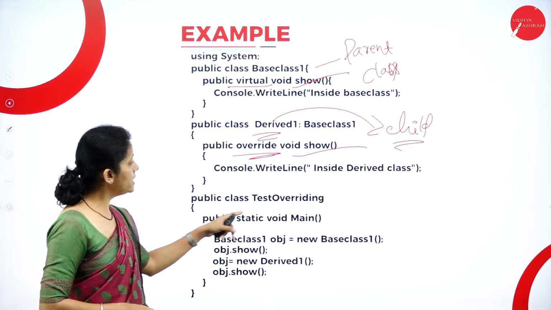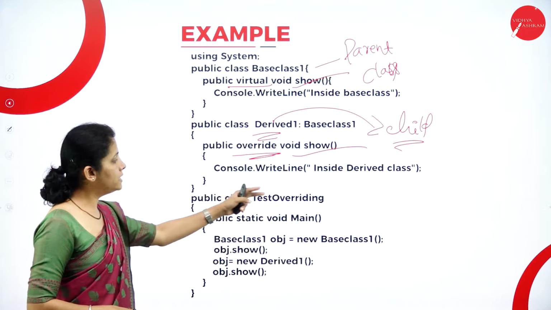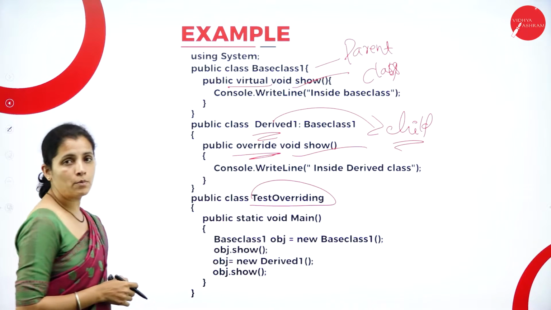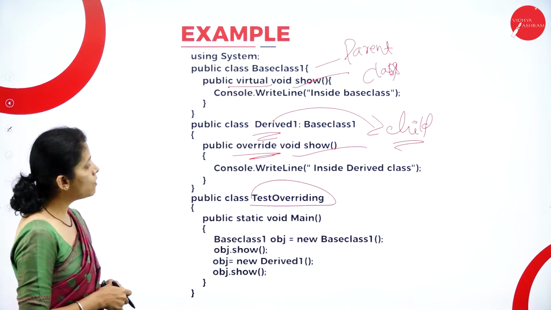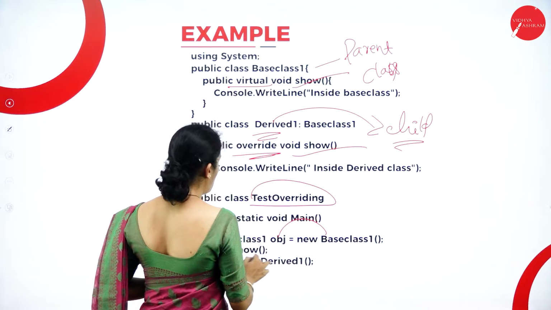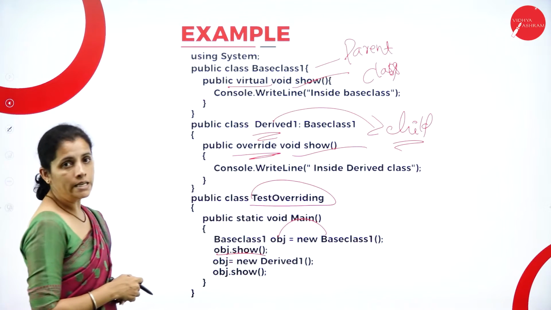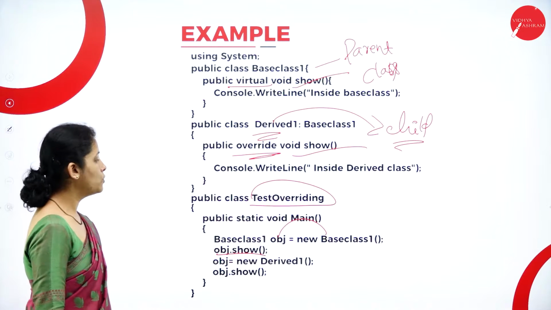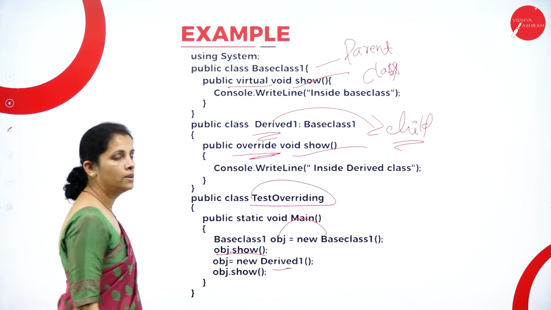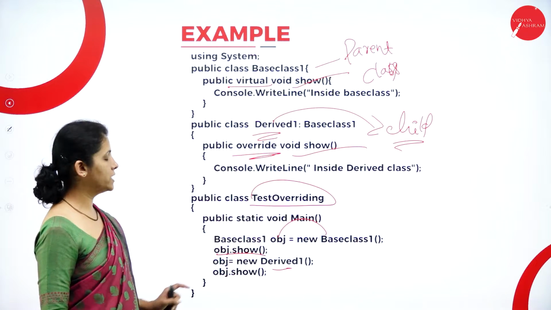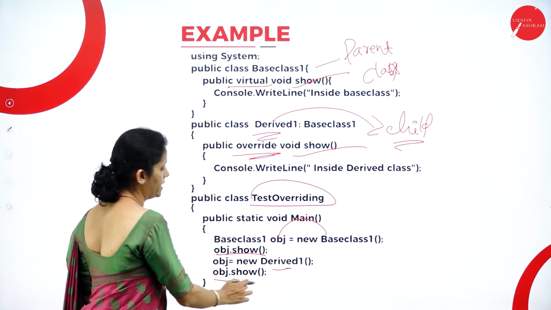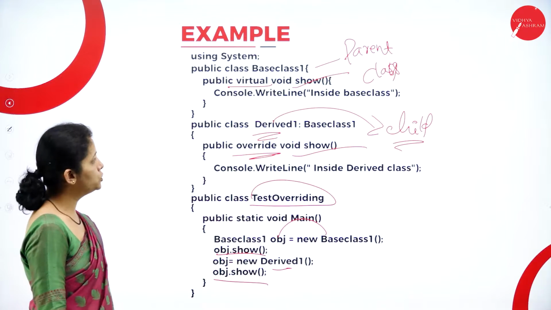Now, I'm going to write the main function. I'm going to write a class called TestOverriding. Inside that, I'm going to write the main program. Now I'm going to create the object of the base class, and I'm going to call the function which is present in the base class. Now once again, I'm going to create the object of the derived class, and once again, I'm going to call the method called show.